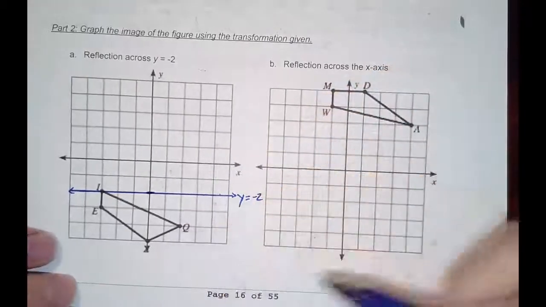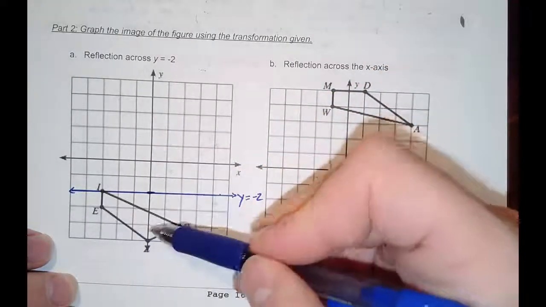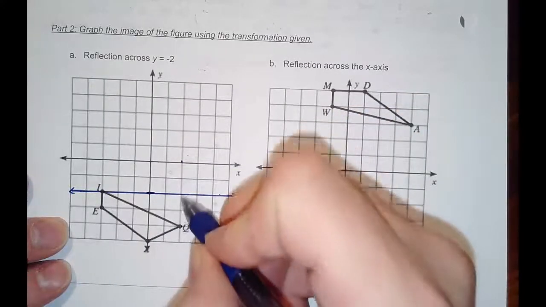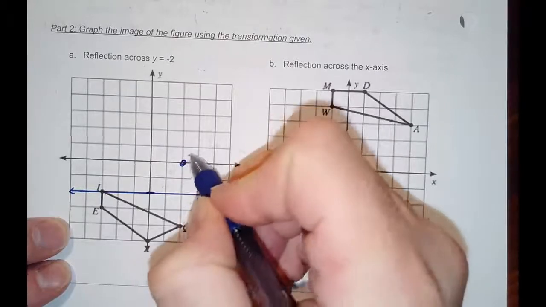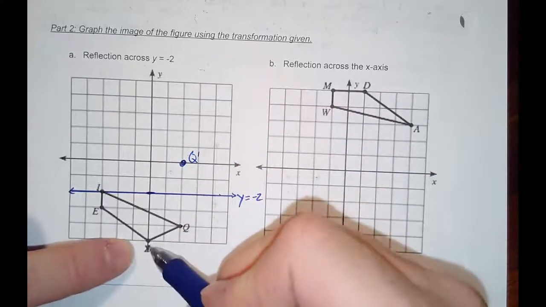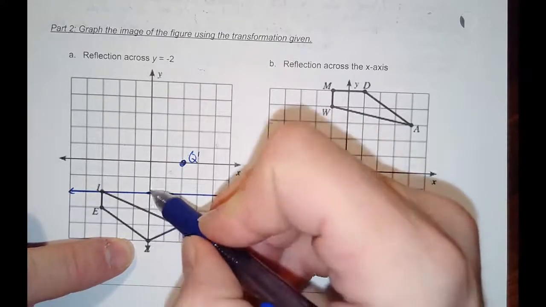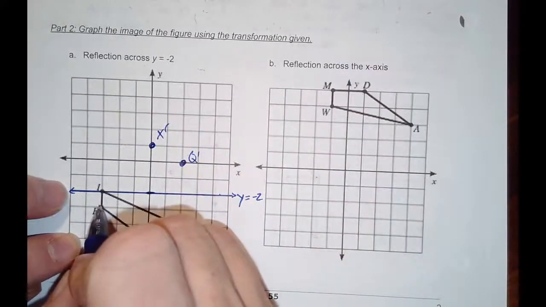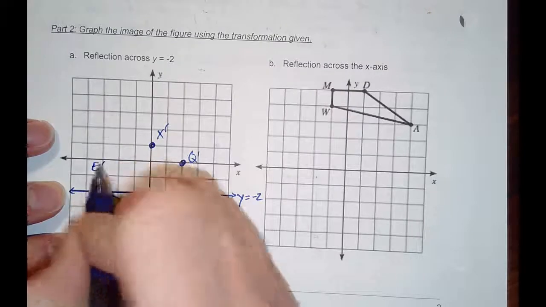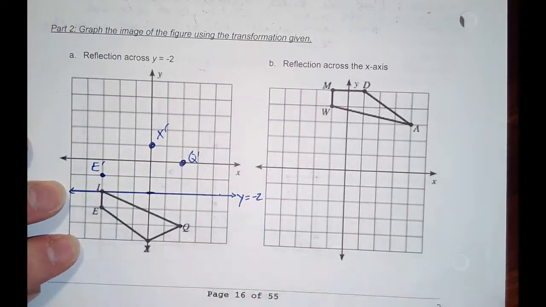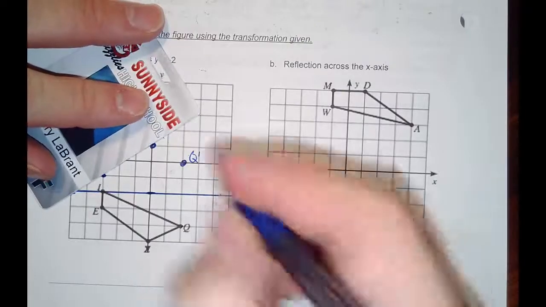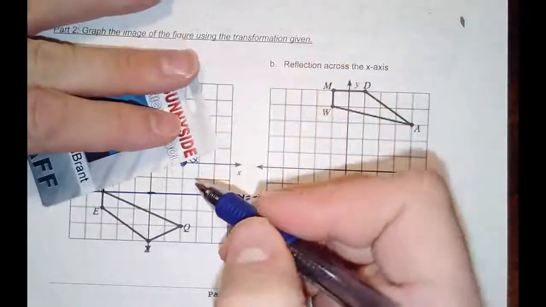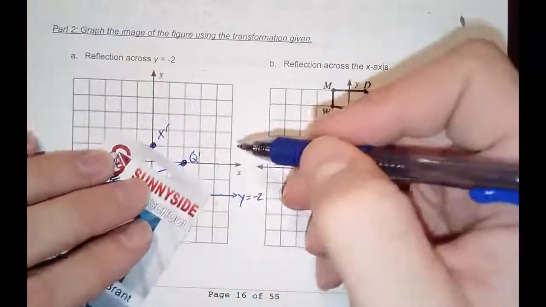And so we're going to make the point move perpendicularly to the line, like Q. Q is spaces from the line, so its reflection is going to be spaces above, Q prime. That's an X, but it's 3 spaces below the line, so it's going to move 3 spaces above. E is 1 space below the line, so it's going to move 1 space above the line. And then I will stay exactly where it's supposed to be, and we can connect the points to create the image with the reflection over the line y equals -2.